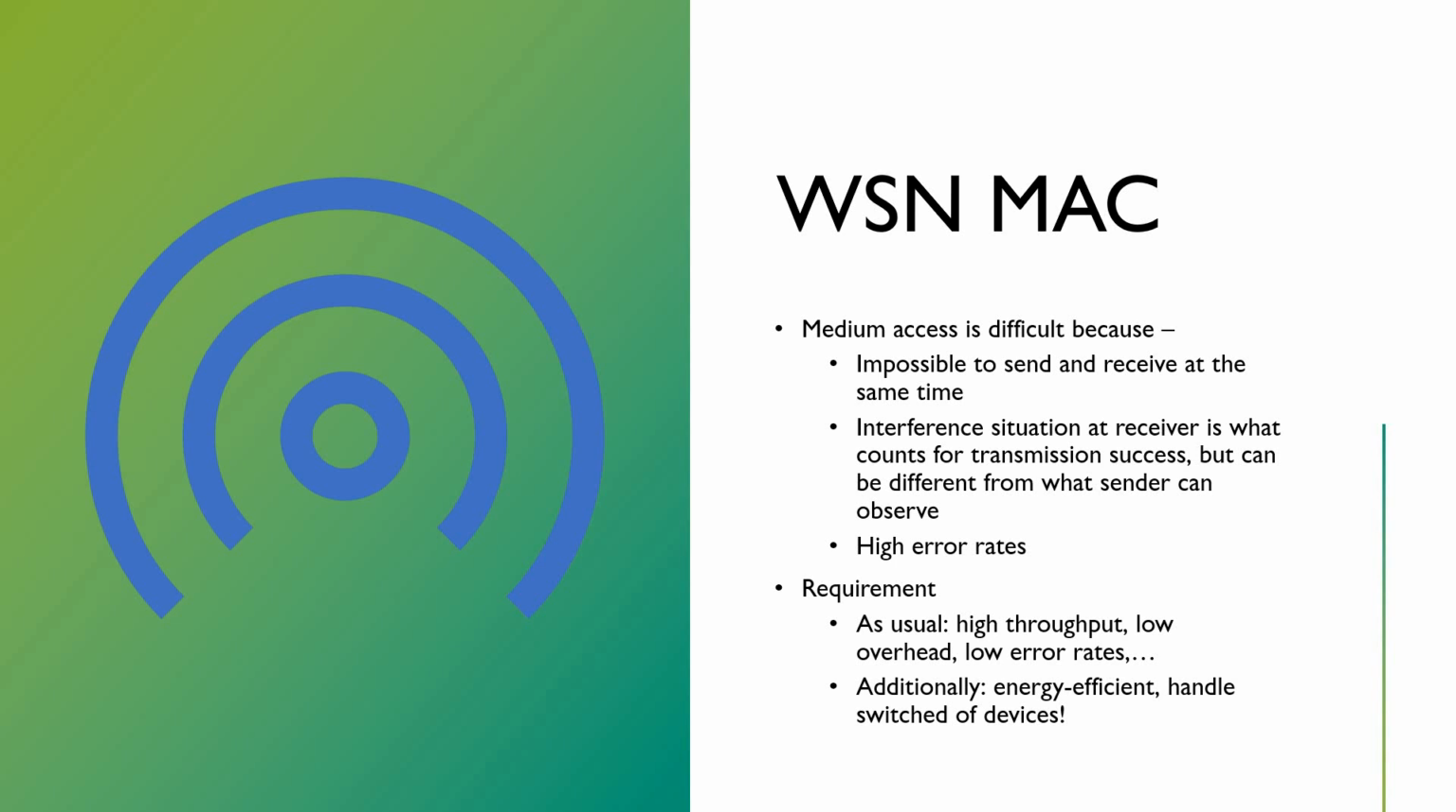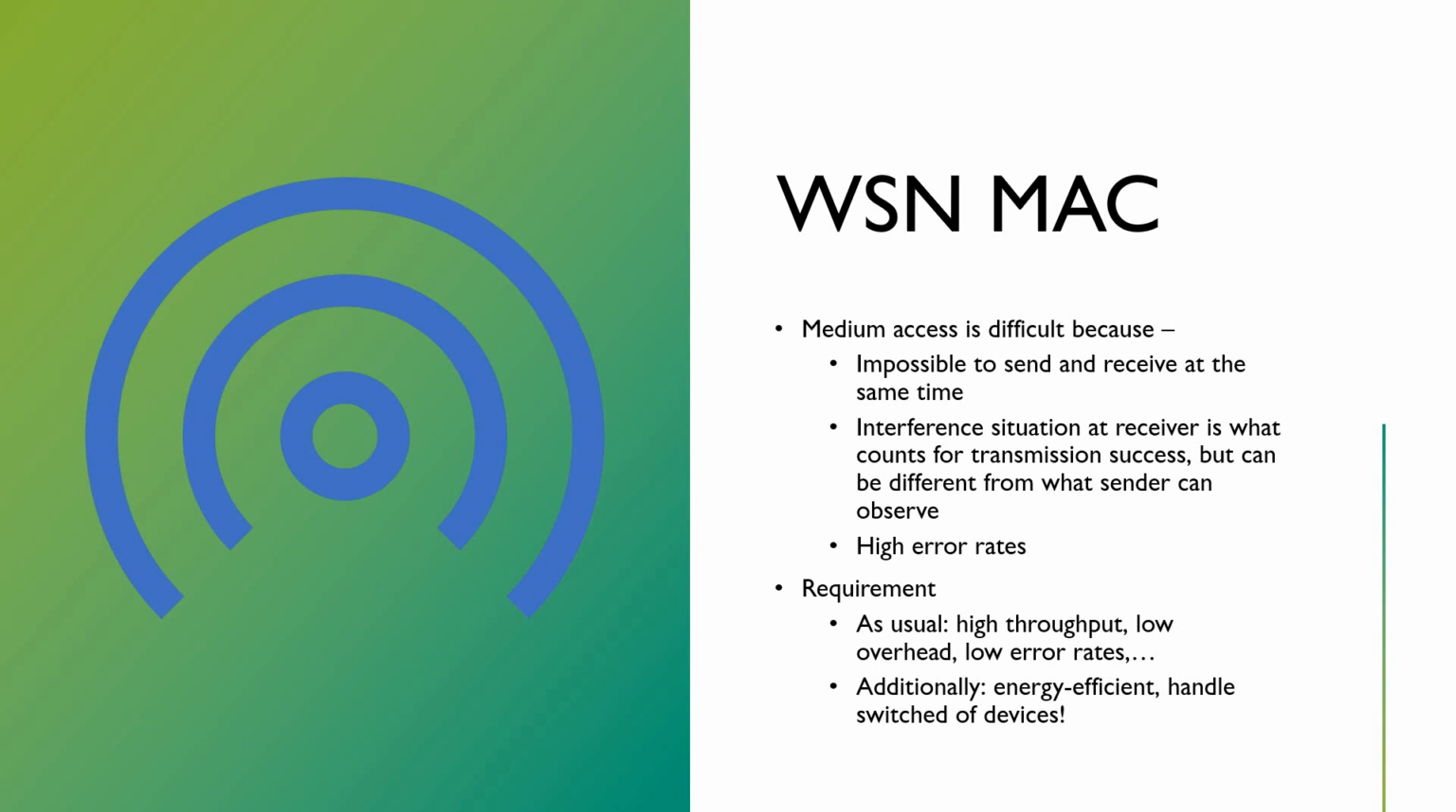The requirements for WSN MAC protocols are similar to normal wireless networks: we need high throughput, low overhead, low error rates and so on. But there are some extra constraints for wireless sensor networks, which are energy efficiency and the handling of devices. Handling of devices means you have to handle both turned-on and turned-off devices. Nodes can turn off to preserve their energy, so you have to schedule when the nodes will be turned on and when they will be turned off.